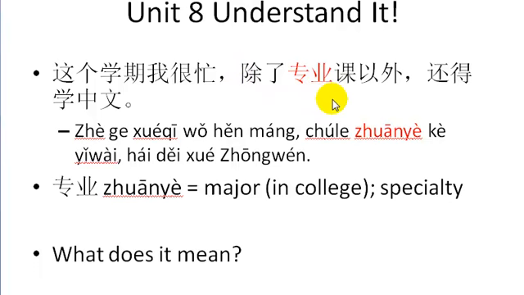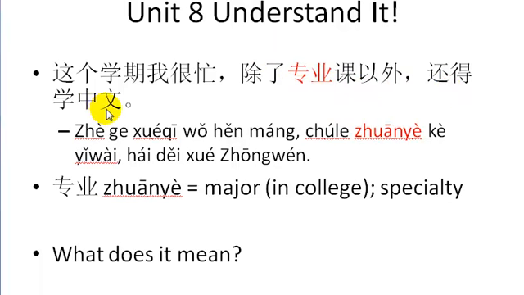专业, first tone, fourth tone. 专业 means major in college, your specialty or your major. Now we can talk more about 除了以外. We have 除了专业课以外, which you translate into English as, in addition to my major. 除了专业课以外, in addition to my major, 还得学中文.